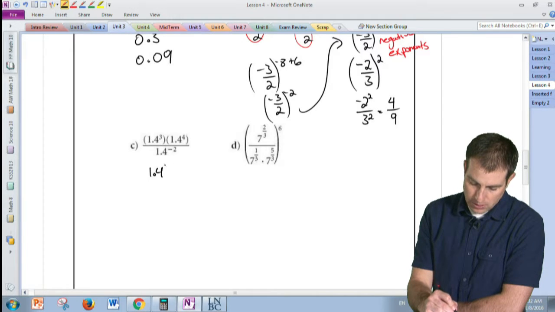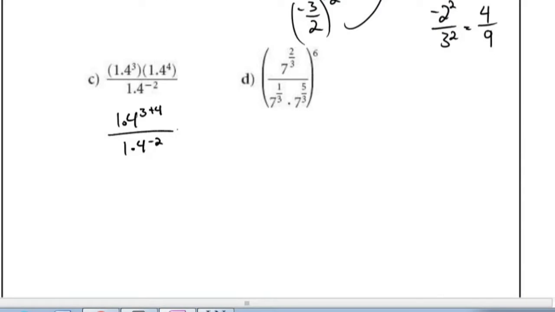All right. 1.4 to the 3 plus 4 over 1.4 to the negative 2. I could do it this way. And I get 1.4 to the power of 7 over 1.4 to the power of negative 2. And then I could subtract. I go 1.4 to the power of 7 minus negative 2, and I get 1.4 to the power of 9. So that's one way to do it.